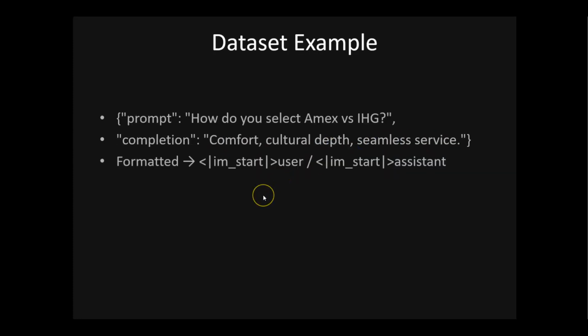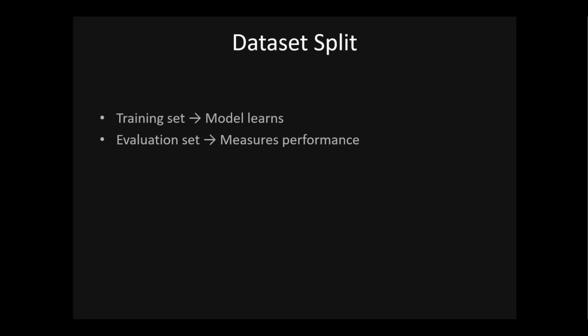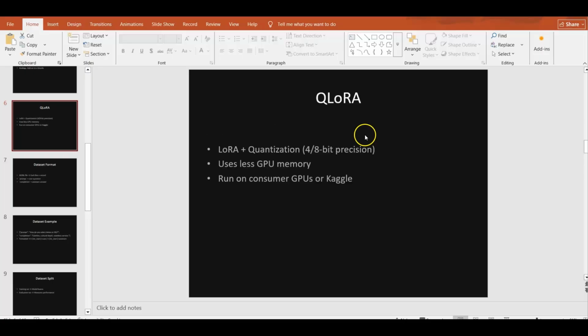We then formatted the dataset into conversational style using special tokens like IAMStat_user and IAMStat_assistant. This way the model knows who is speaking. Finally, we split the dataset into training set and the evaluation set. Training data is what the model learns from, and the evaluation data helps us measure how well it's learning.